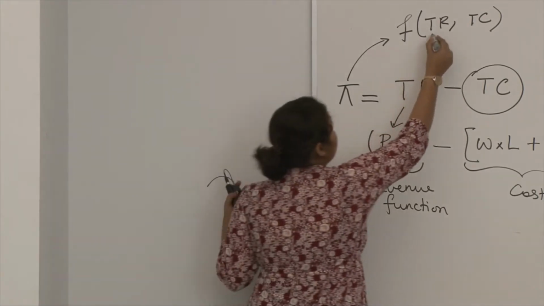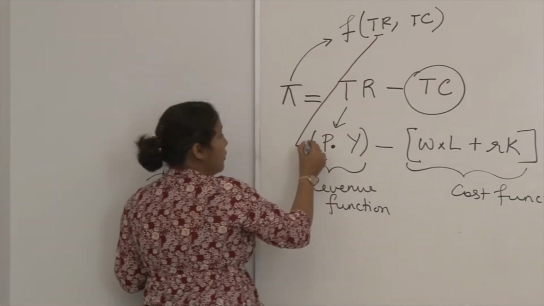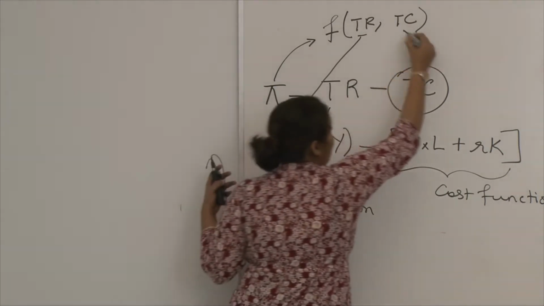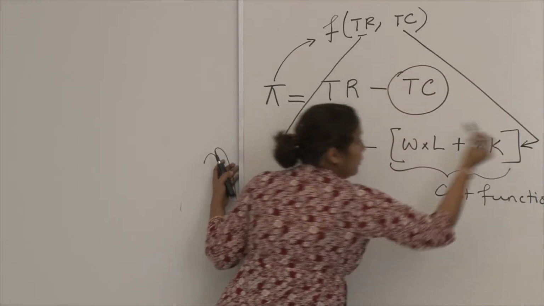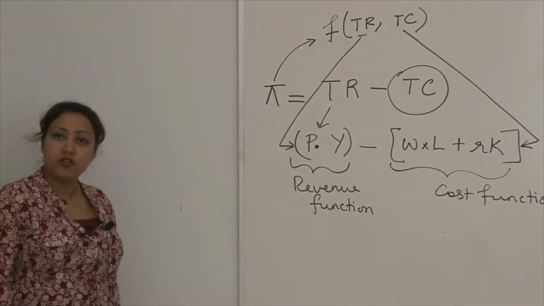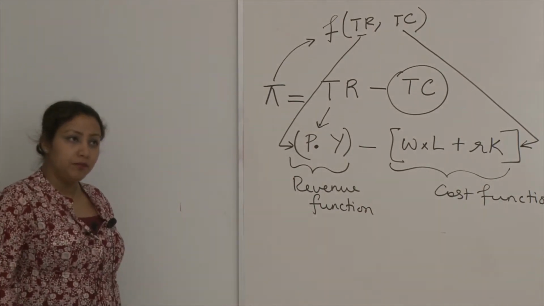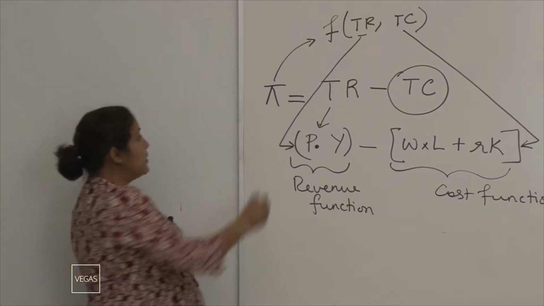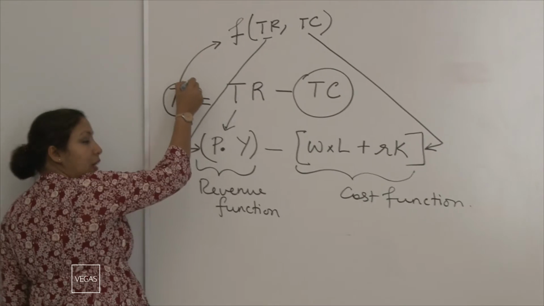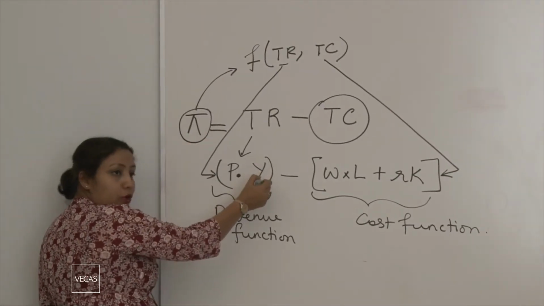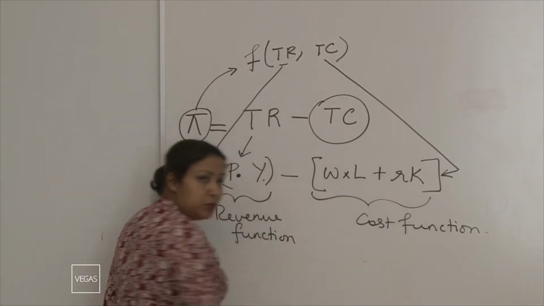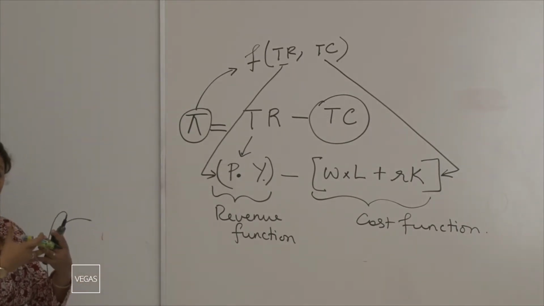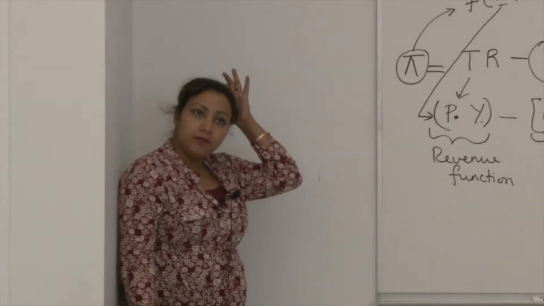But this total revenue is a function of the total output, correct? And this total cost is a function of your input prices and the amount of inputs that you use, L and K, isn't it? So that means I can say that profit is also a function of the total output, and also a function of the input use, not directly but implicitly. Do you see what I am saying?